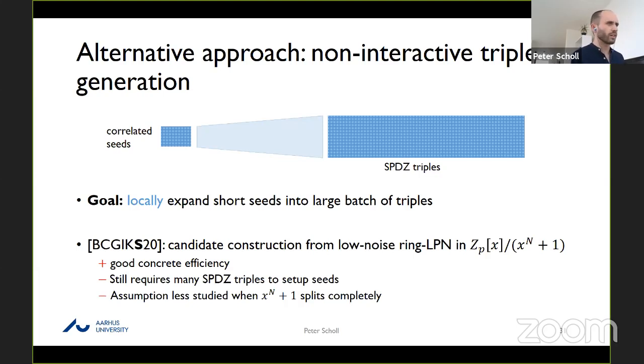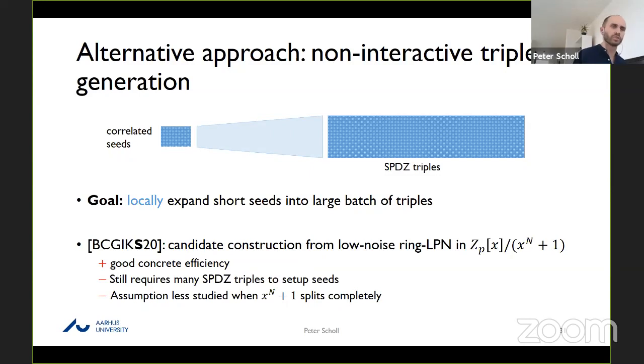So this is, I think, an interesting alternative to SPDZ. And it still seems to have quite good concrete efficiency, but I don't think it's going to replace everything I've talked about today. In fact, generating these correlated seeds in the first place actually requires a whole batch of triples just to set up the seeds. So maybe something like the tens of thousands to create them in the first place. And this is also maybe a good motivation for doing these one-shot zero-knowledge proofs in this setup phase.